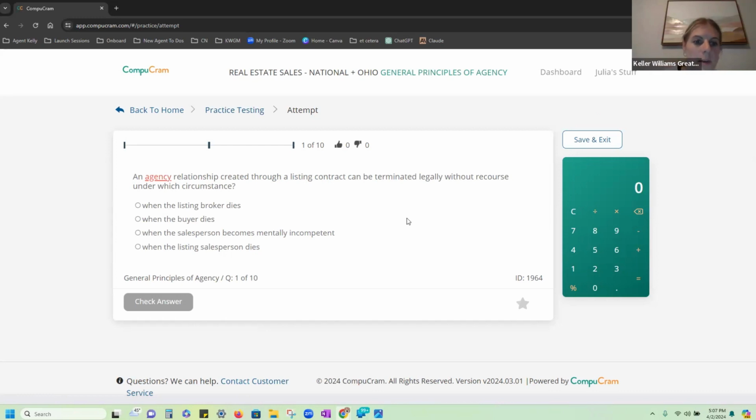All right, an agency relationship created through a listing contract can be terminated legally without recourse under which circumstance? A, when the listing broker dies. B, when the buyer dies. C, when the salesperson becomes mentally incompetent. Or D, when the listing salesperson dies.